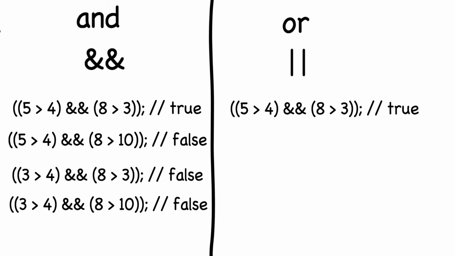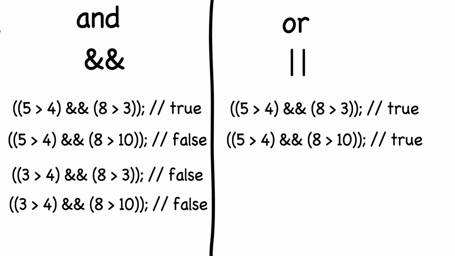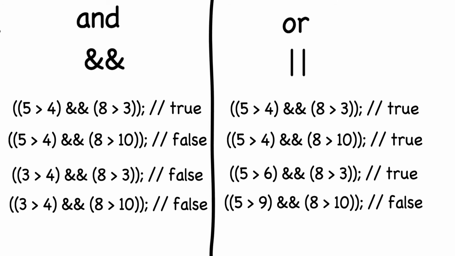We see this for our second and third examples as well. We don't need both conditions to be true, only one. In our last example, both conditions are false, so our OR operator returns this expression as false.